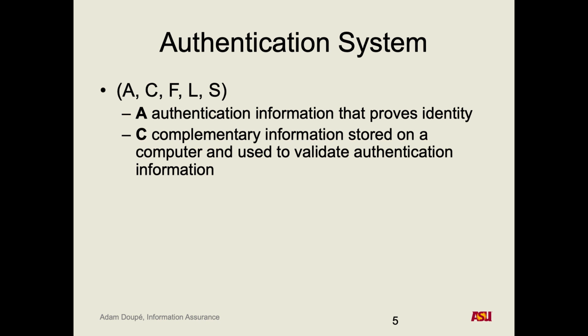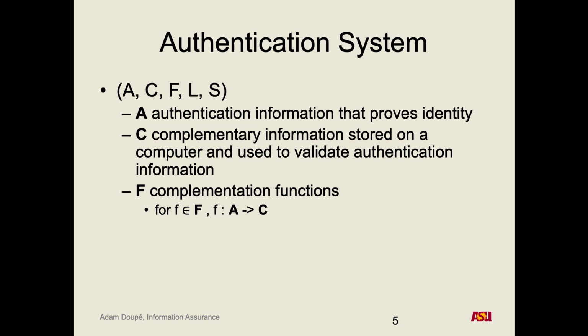C is some complementary information, so something that's stored on and used to validate that authentication information. So we'll see what this kind of looks like in real systems. F is a function that maps between them, so very simply, some kind of function that maps from authentication information to complementary information.